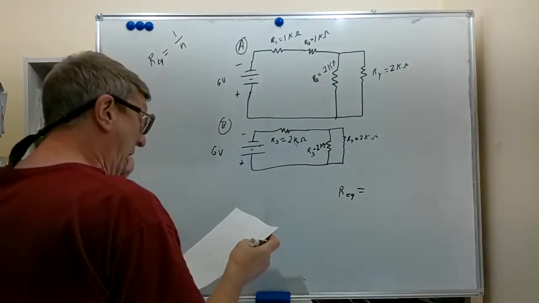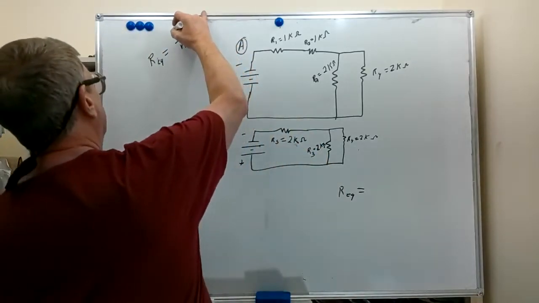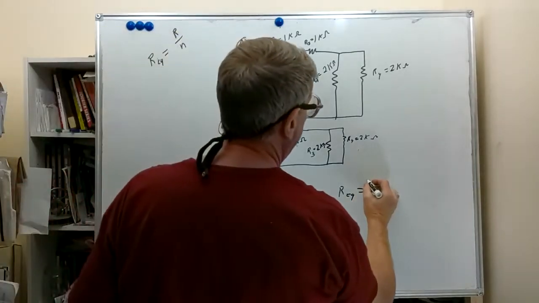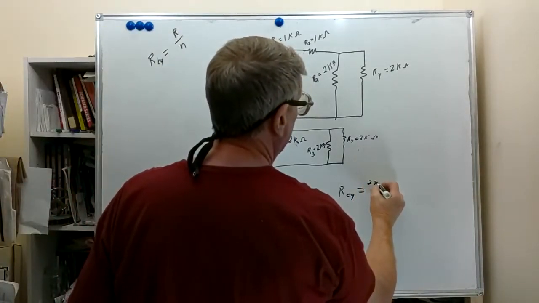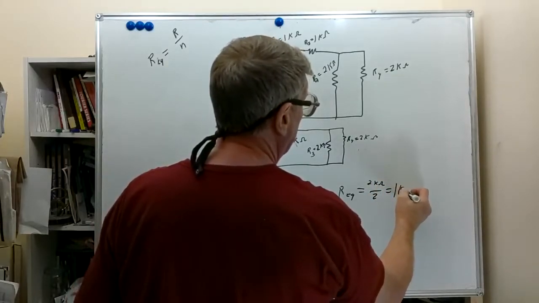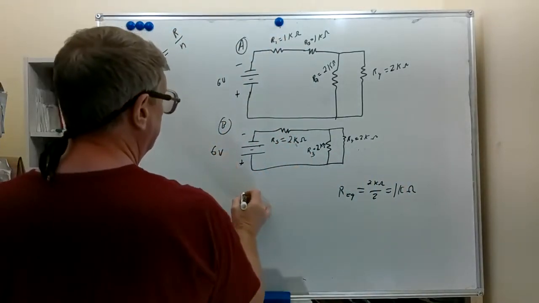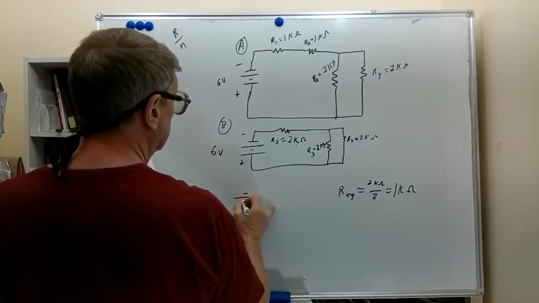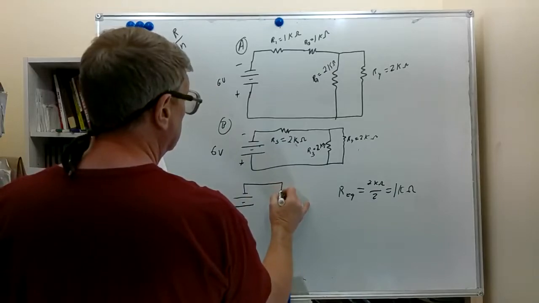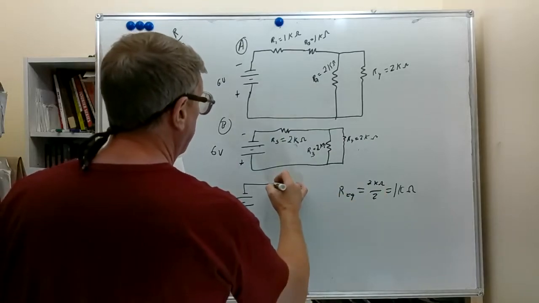R equivalent equals, this is R over N. R equivalent equals R over N. So we have 2K as R. And we have two of them. So R equivalent would be 1K ohm. So we're going to redraw the circuit with a single 1K ohm resistor in here. We're still going to have the 2K here, but the parallel network will be a 1K.